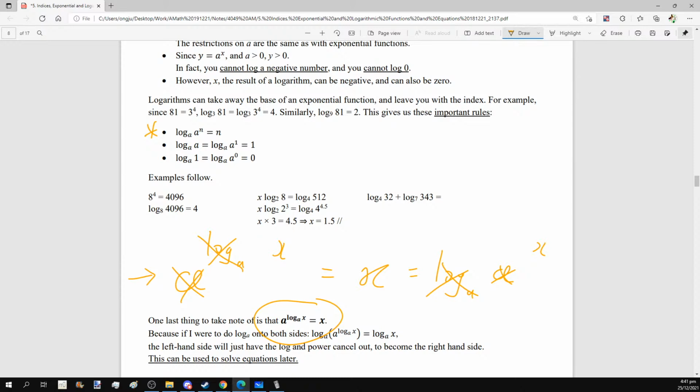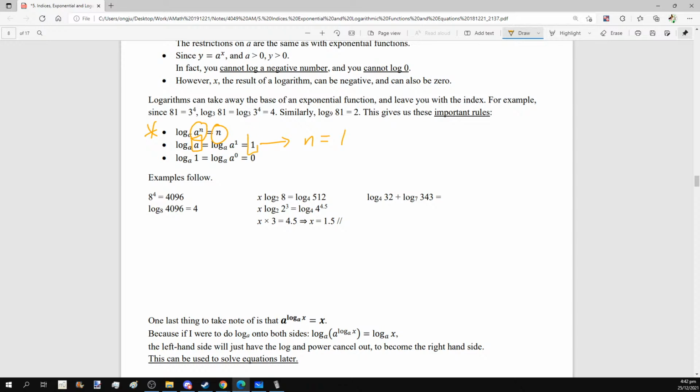Right, so this is a useful tactic as well to simplify some math problems. Aside from that, a few other specific cases: if n, which is the number on the exponent, is equal to 1, then this part here will simply turn into a, and that part here will simply turn into 1.